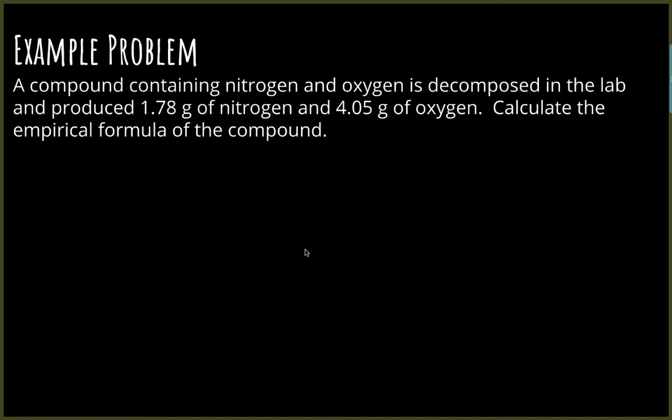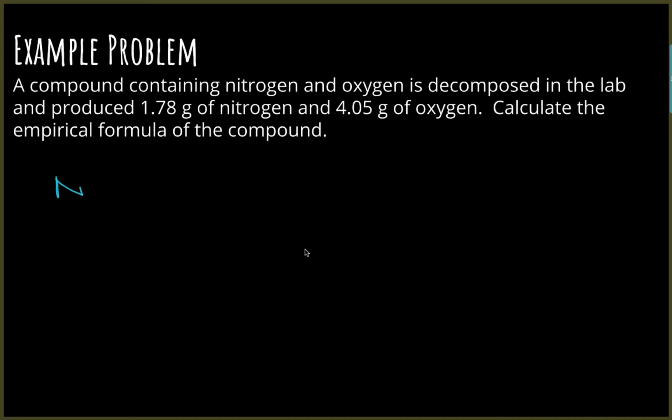Okay, so this one says we have a compound that has nitrogen and oxygen, and it's decomposed in the lab. It produced 1.78 grams of nitrogen and 4.05 grams of oxygen. So calculate the empirical formula. So it went through the analysis, it was decomposed, and those were the two amounts of elements that were in that compound. So we're going to use those amounts to figure out what the formula of that compound is.